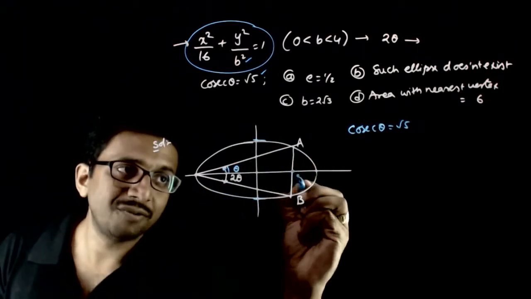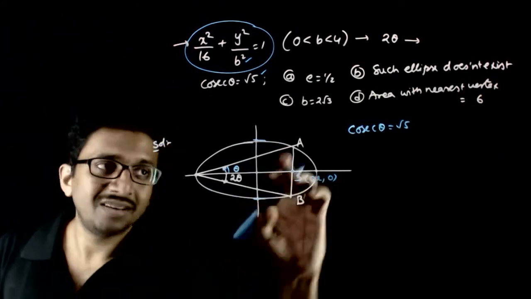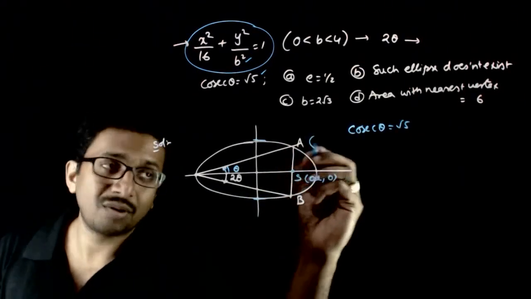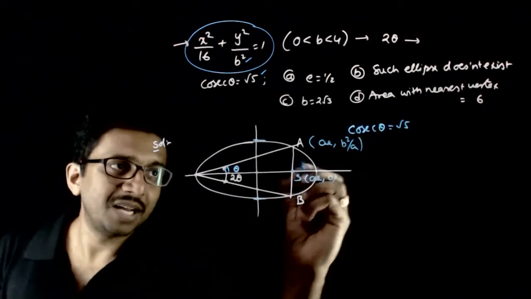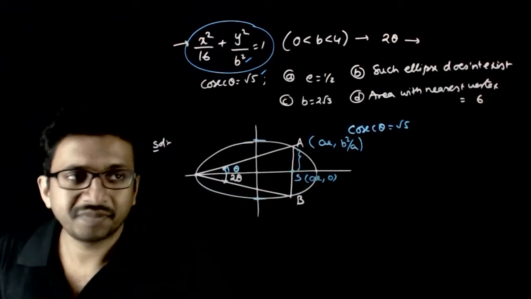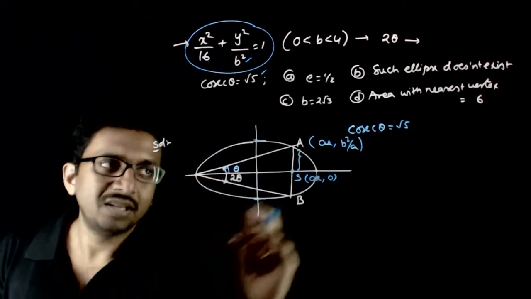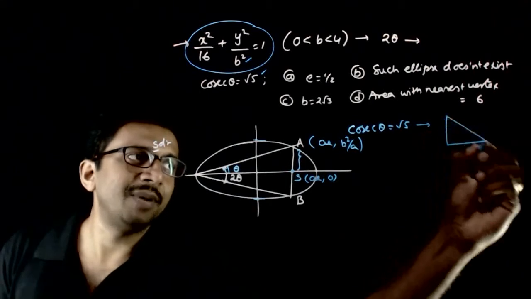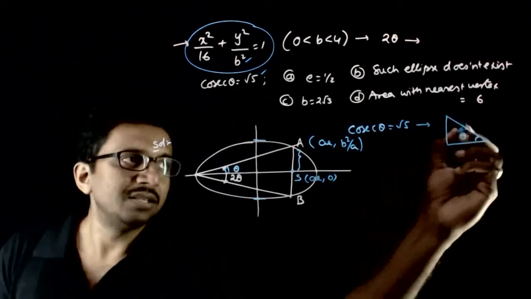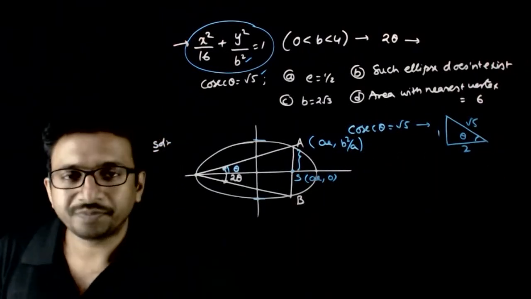So we know that this is the focus, that is ae, 0. This is the latus rectum. So the coordinates of A are ae, b square by a. That means this length is b square by a, and this length is a plus ae. So if cosecant theta is equal to root 5, by the triangle method, if this is theta, this is root 5 and this is 1, and this will be equal to 2.